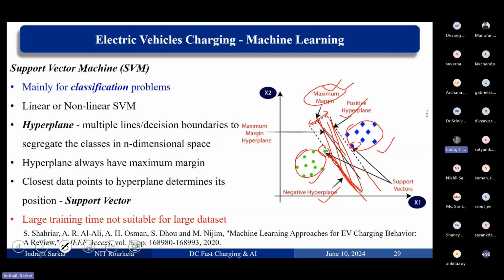So a hyperplane is a decision boundary to segregate the classes in n-dimensional space. It could be 2-dimensional, it could be 3-dimensional. Enough literature is available on this. Now the hyperplane always has the maximum margin. This is the maximum margin: the distance between the positive and negative hyperplanes. So the closest data points to the hyperplane determine the support vectors, as I was explaining.